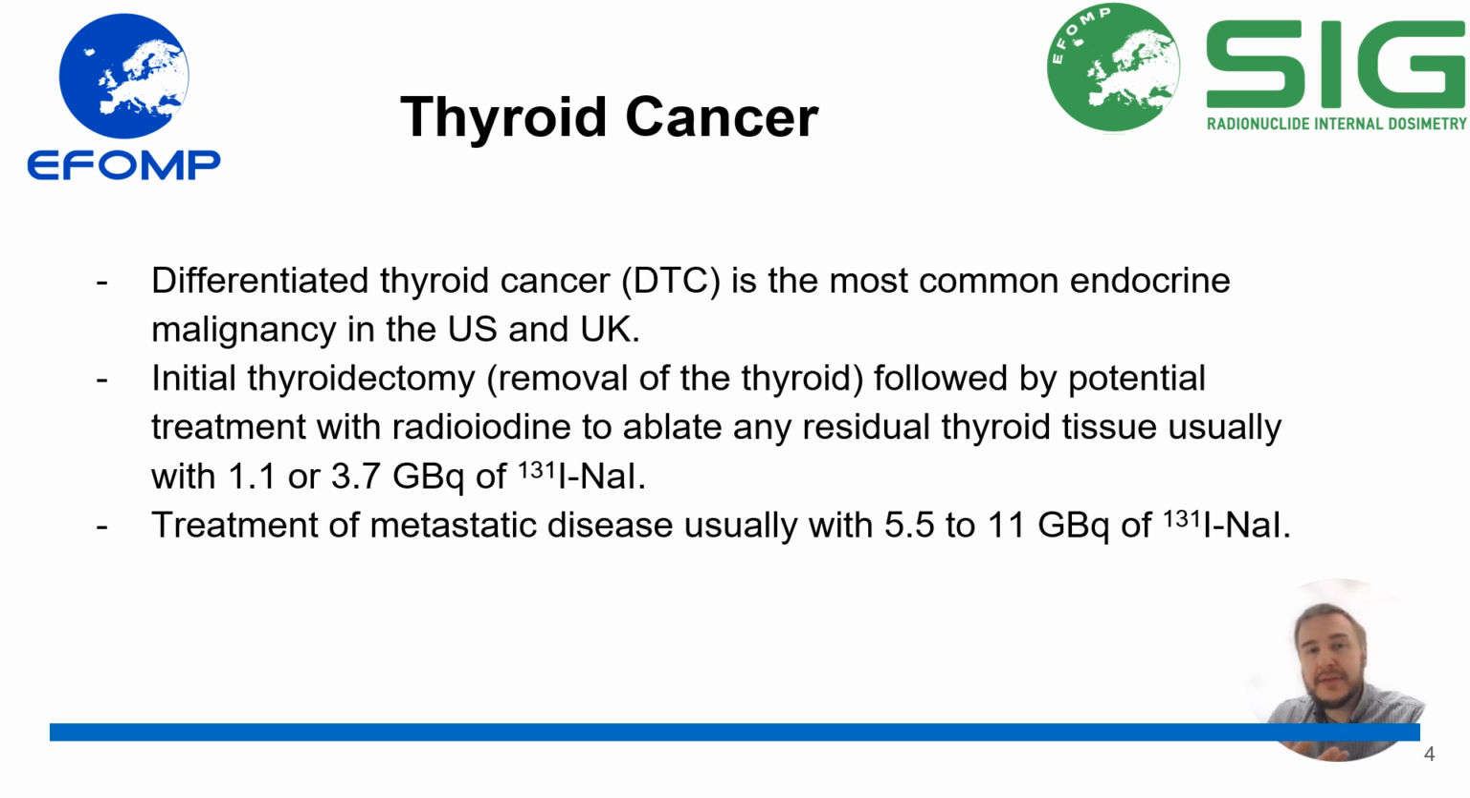And normally what happens is that the thyroid gets removed and then potentially followed by radioiodine treatment to ablate any residual thyroid tissue, usually with fixed activities of 1.1 or 3.7 gigabecquerels. And then if the patient has metastatic disease, they usually get given higher activities from between 5.5 to 11 gigabecquerels.